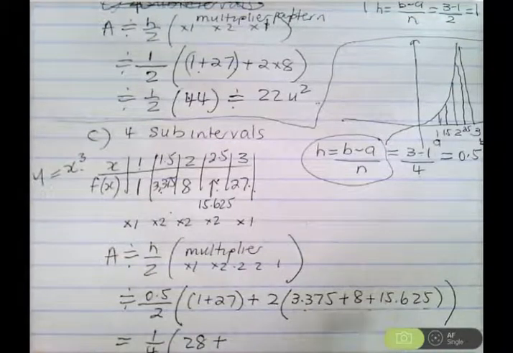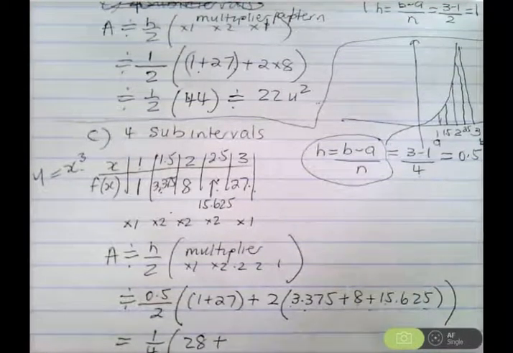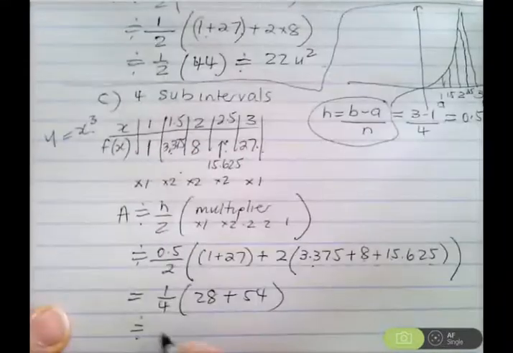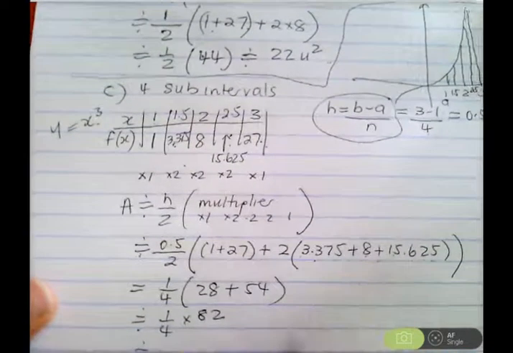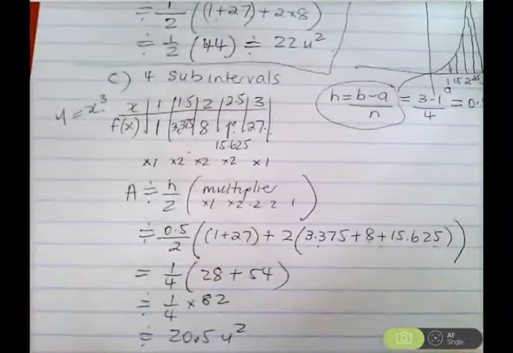Is that 15, 18? Is that 19? And 8, 27? Is that 54? Is the answer 72? 82. Yeah. So it's a quarter of 82, which is 20.5. So that is with 4 function values.